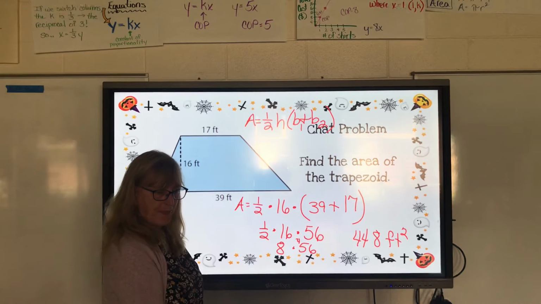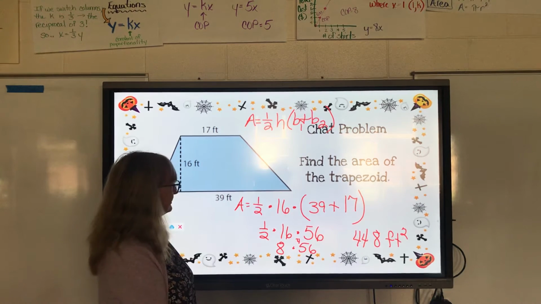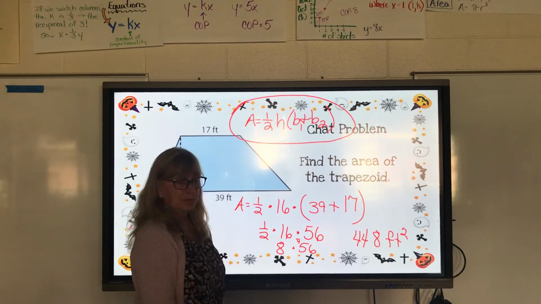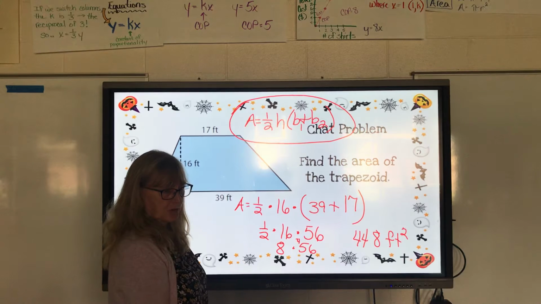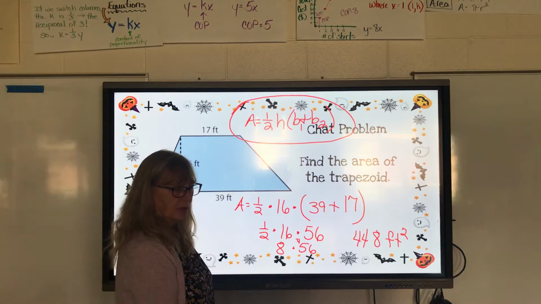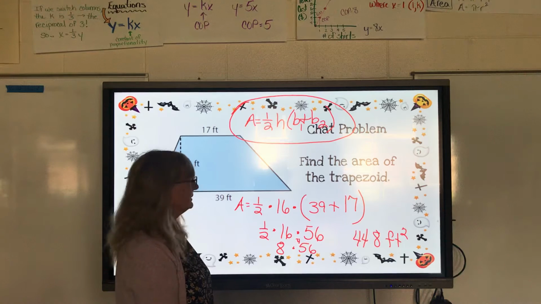Okay, now I understand how to use it. So write this equation down somewhere where you can find it. You are going to need that when you take the benchmark next week. There will be trapezoids on the benchmark, and you'll need to know how to find the area.